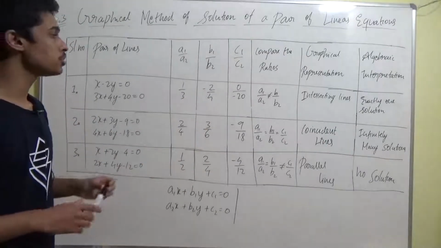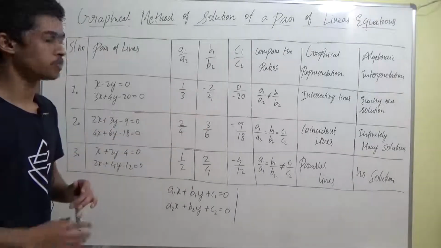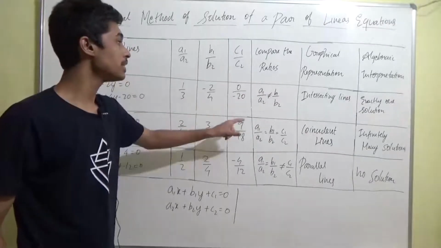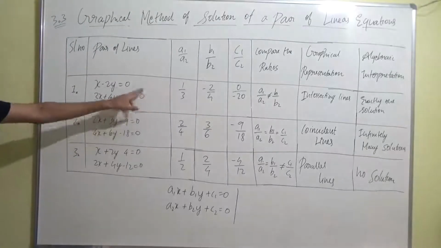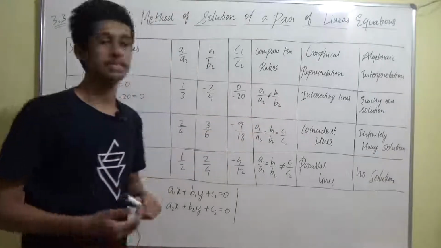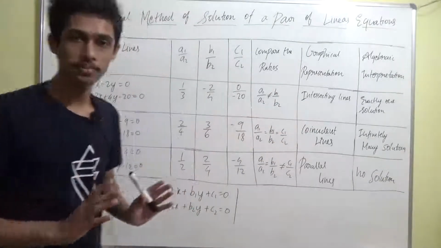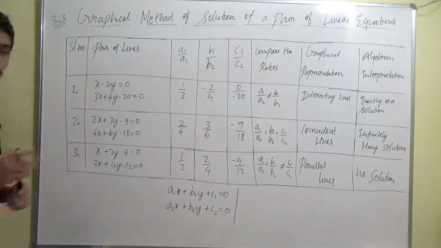Now if you compare the ratios, you will get to know that A1 by A2 is not equal to B1 by B2. A1 by A2 is not equal to B1 by B2, which means in the graph, if you plot the graph of these two equations, the lines which you will be getting are going to be intersecting lines, which means they are going to have exactly one solution. This is the first condition which you have to understand.